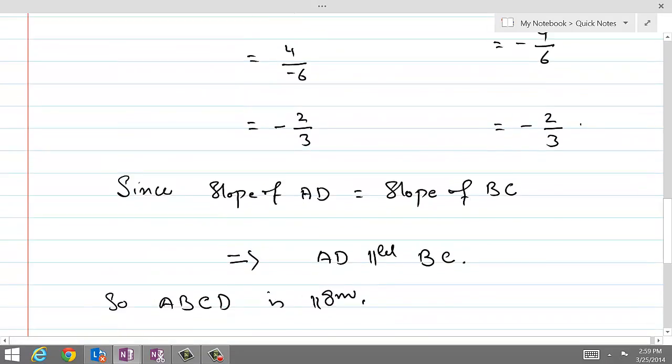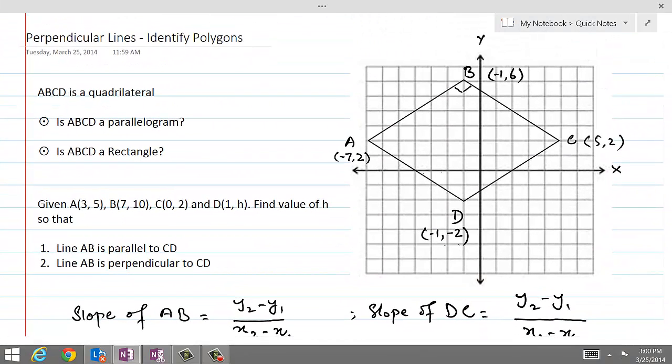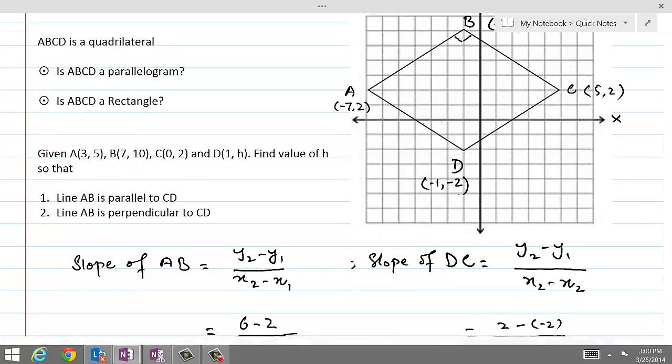Now let's take a look at the second question that is given. For the second question, here we are given 4 points and we will find the slope of line AB and the slope of line CD. Because they are given parallel, we are going to equate them, and from this equation we will find the value for the unknown h.